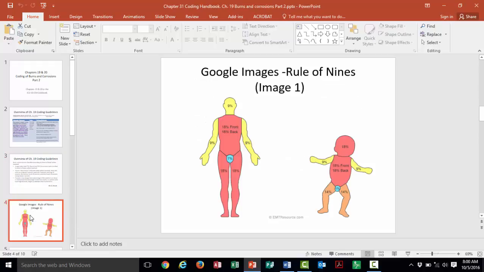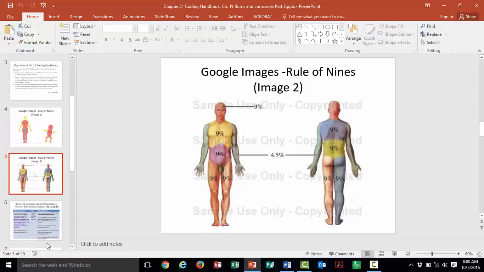I pulled some images off of Google Images to show you how the rule of 9s might be looked at. The adult on the left, the infant on the right, and see how the differences in those percentages work out. I also pulled off this from Google Images that shows you how when you read that the trunk is 18%, this image on the left actually breaks up the top of the trunk as 9% and below the diaphragm. The diaphragm is your dividing point between your upper and lower trunk, and also upper and lower back. So you see how they get that.